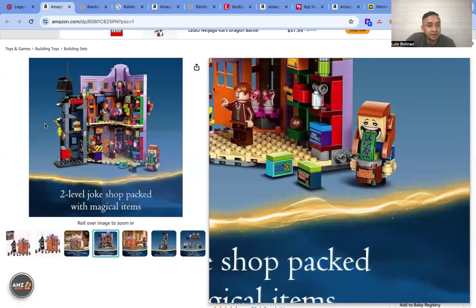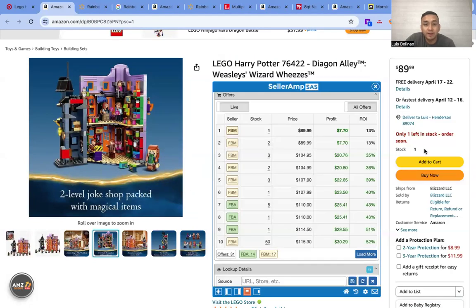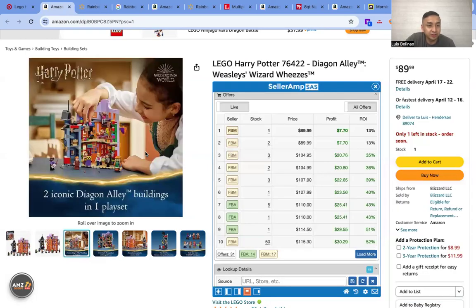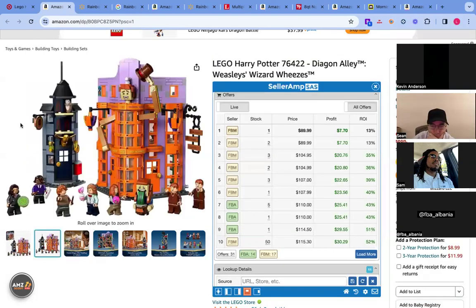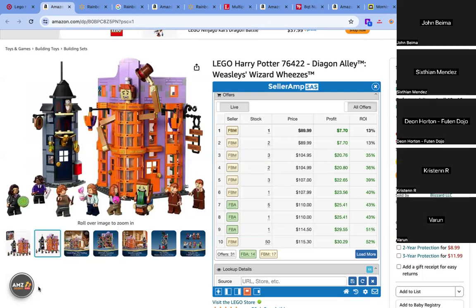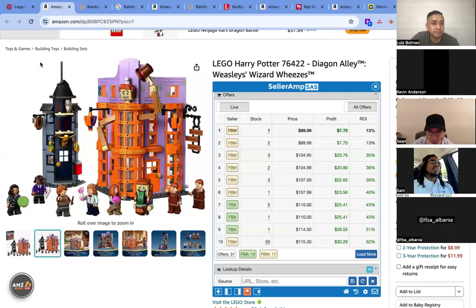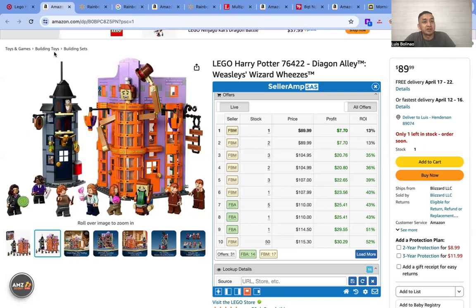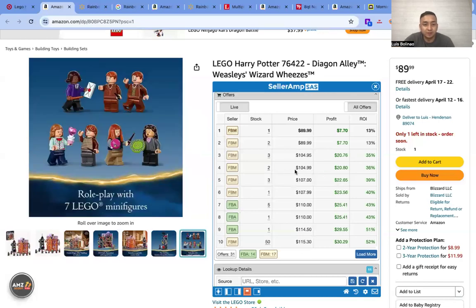Let me see. So John said, I would pass on this, there's always something better. Okay. And then Kristen's a no. Anyone else want to chime in? Dion's a no. Okay. Yeah, I agree. This one is not the best one out there.